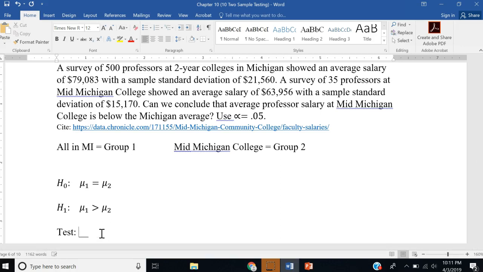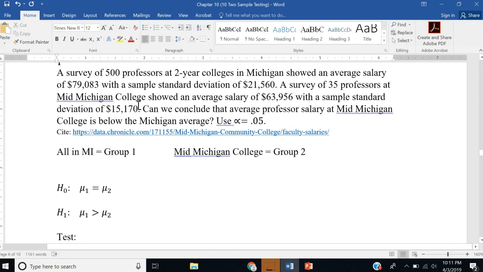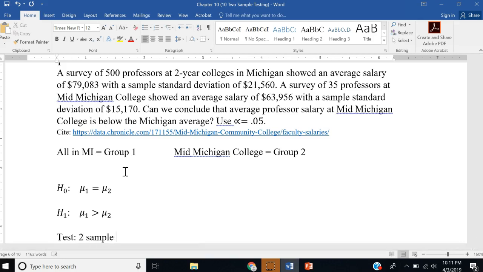Now, the test I'm going to use is a 2-sample t-test. And that's because we have a sample standard deviation. In fact, I don't even need to have both, just as long as one sample standard deviation is what's given to me. So we're going to use a 2 sample t test for our test. And so we go back into our calculator, 2 sample t test.